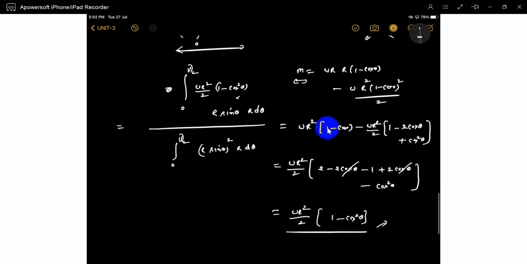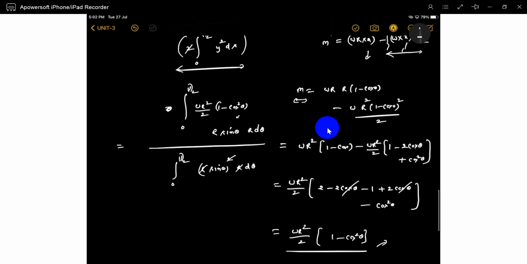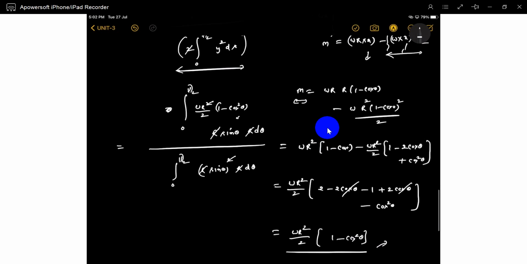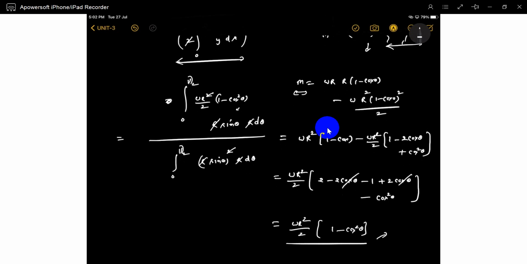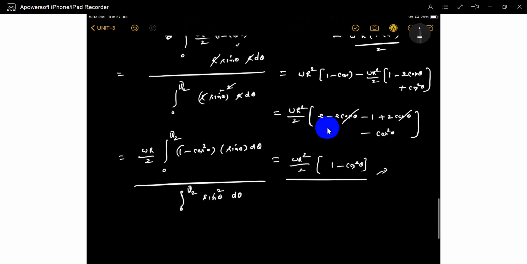So now if you see r square and r, you will cancel 3 r's, so 1 r will remain. So see, wr by 2, 0 to pi by 2, 1 minus cos square theta and sin theta d theta, divided by 0 to pi by 2 sin square theta, y square, d theta. This value you already know, it is pi by 4.